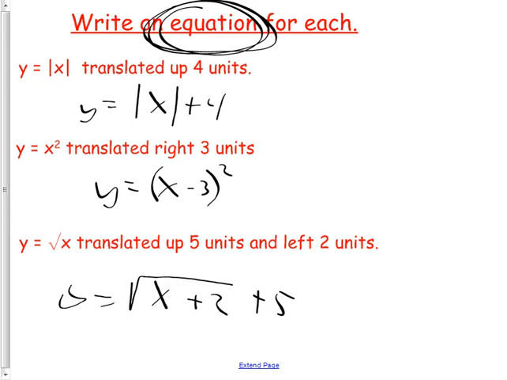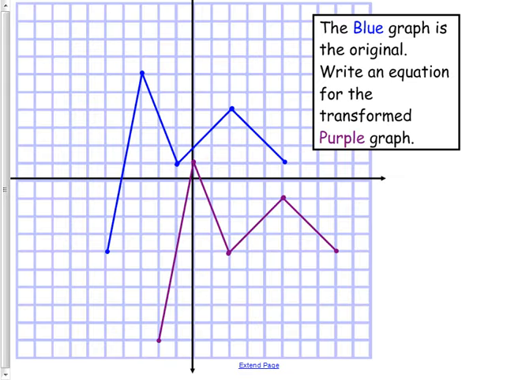That's because when you get your test graded in AP Calc, if it says equation and you don't have an equals, it's not an equation. This is an expression if it doesn't have this. This is an equation. Okay, good. Most of you had that anyway, so it was less than half the class. The blue graph is the original. Write an equation for this purple graph.